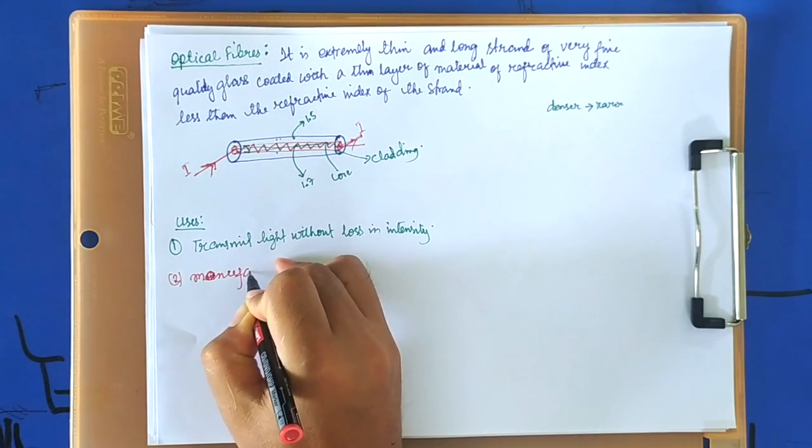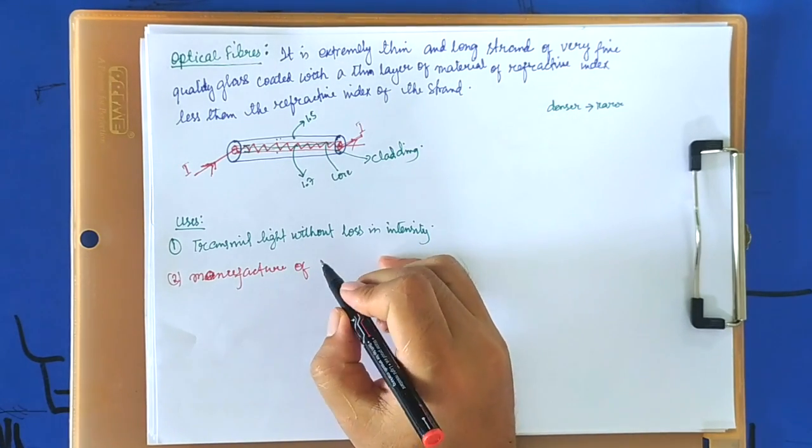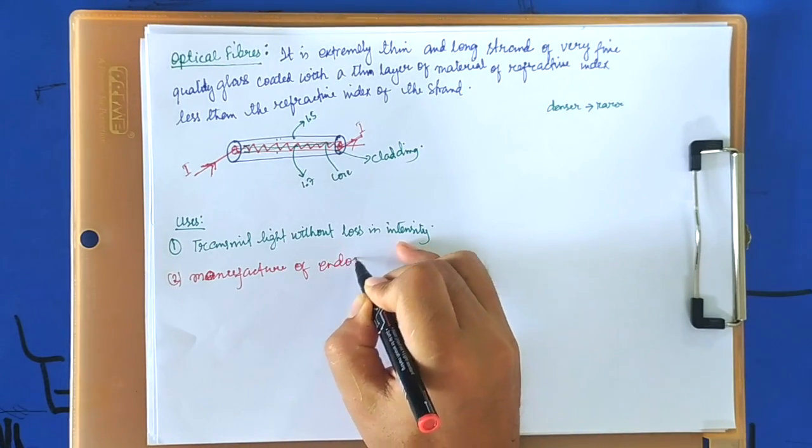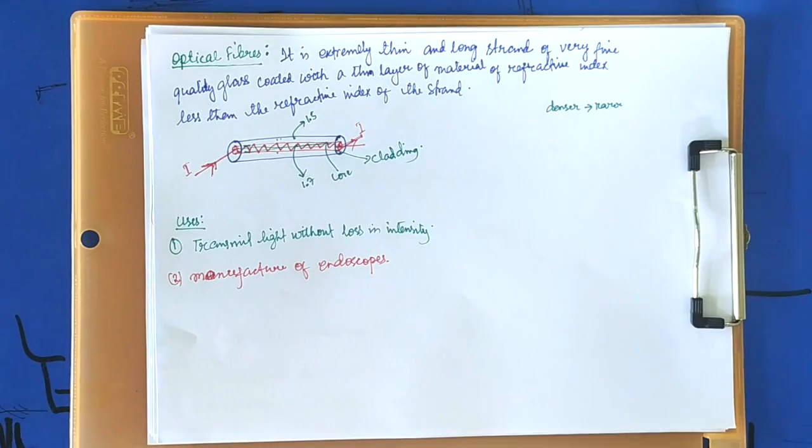Number 2: manufacture of endoscope. Endoscope is a medical instrument.